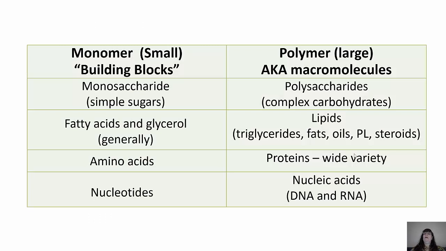So the monomers of the polymers: monosaccharides are the monomers for polysaccharides. So simple sugars combine to form complex carbohydrates. Fatty acids and glycerol molecules combine to form lipids, like triglycerides, fats, oils, steroids. Amino acids combine to form proteins, and we have a wide variety of proteins out there. And nucleotides combine to form nucleic acids, namely DNA and RNA.